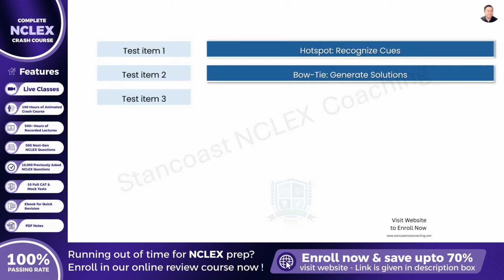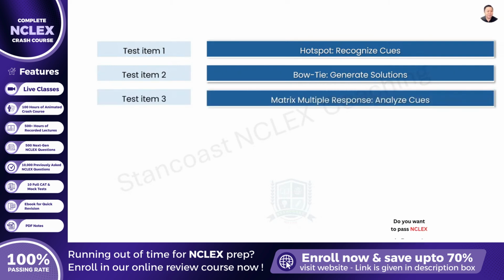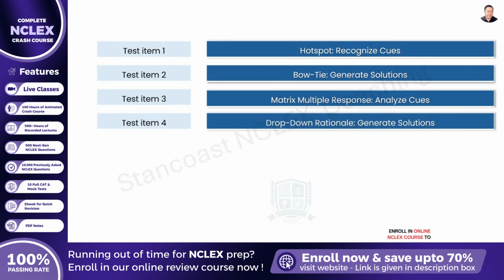appropriate teaching points. Now, for test item number 3, that was a matrix multiple response, and you were allowed to analyze those cues and select those RN appropriate interventions that are also tailored to manage acute panic symptoms for chronic stress and preventing recurrence. For test item number 4, that was a drop-down rationale. You were given a chance to generate those solutions. And in there, you differentiated panic disorder from other conditions with overlapping symptoms.